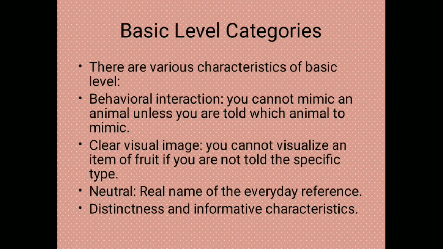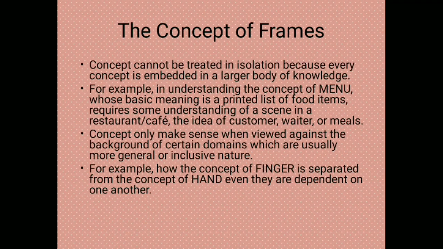And the last is distinctness and informative characteristics. After basic level categories, we discuss the concept of frames. A concept cannot be treated in isolation because every concept is embedded in a larger body of knowledge. For example, understanding the concept of menu, whose basic meaning is a printed list of food items, requires some understanding of a scene in a restaurant or cafe, the idea of customer, waiter, or meals.